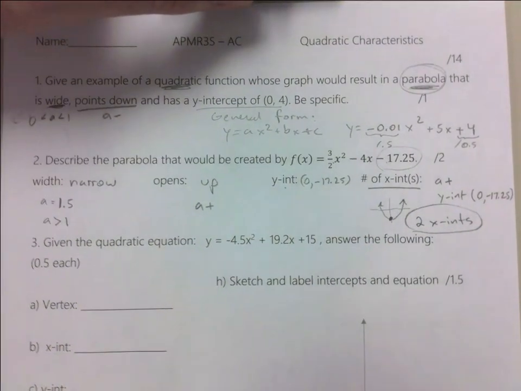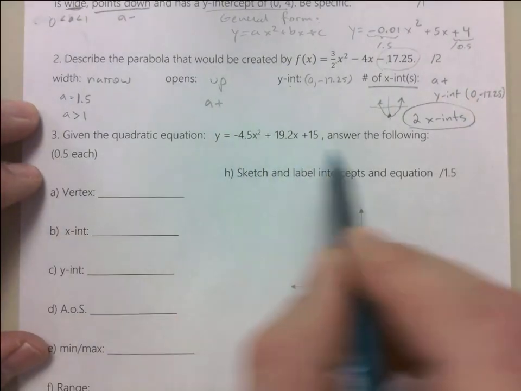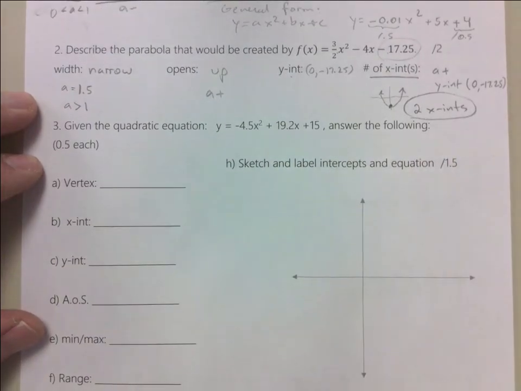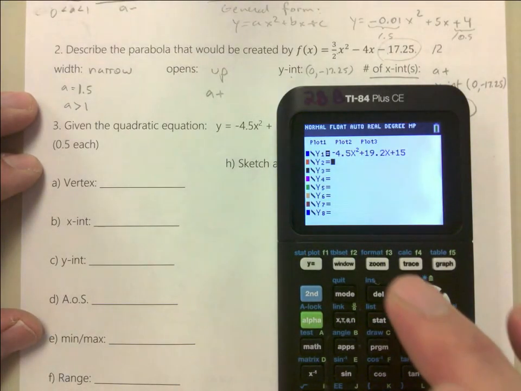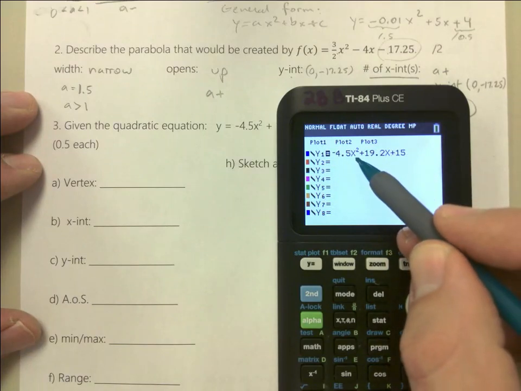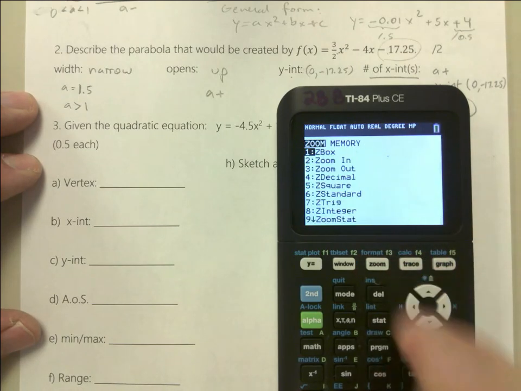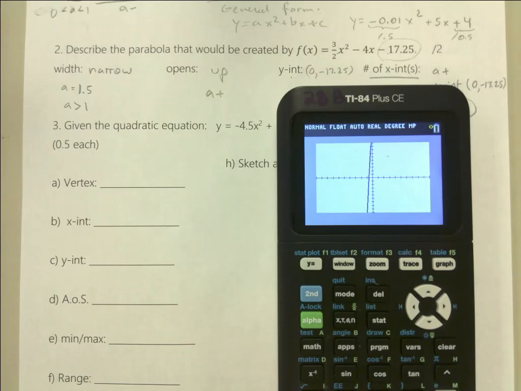But how you arrive at it, sometimes I'll ask you to explain. Then you have to know, oh, it's pointing up and the y-intercept is below the x-axis, so therefore there should be 2, right? And then given this quadratic equation, answer the following. So I will walk you through this one more time. You go to y equals, type this in, don't forget your x squared, and don't forget the x term if it's there. Then I'm going to zoom standard.